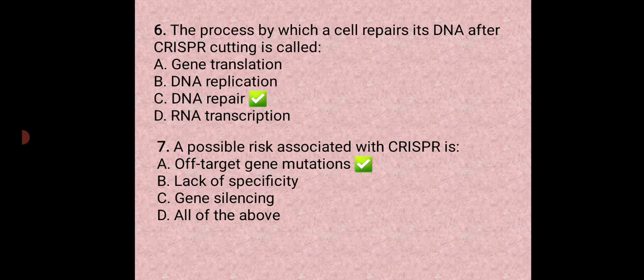And the sixth question. The process by which a cell repairs its DNA after CRISPR cutting is called gene translation, DNA replication, DNA repair, RNA transcription. The correct answer is DNA repair. A possible risk associated with CRISPR is off-target gene mutations, lack of specificity, gene silencing, all of the above. Yes, the correct answer is off-target gene mutations.